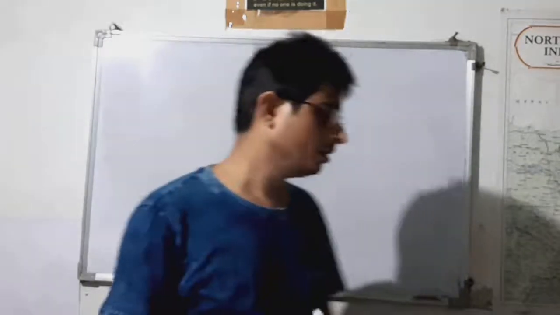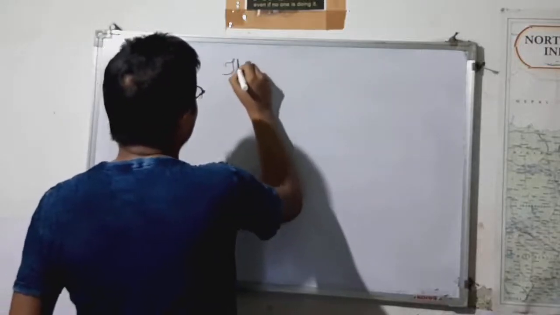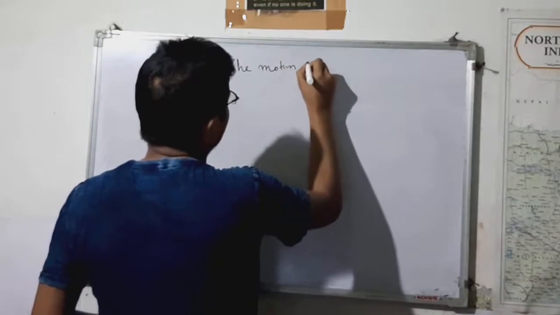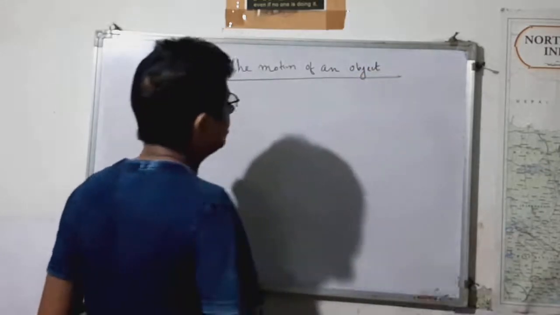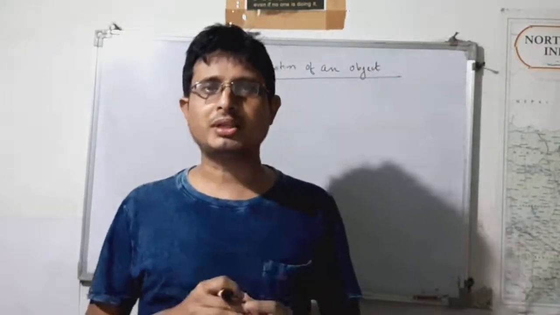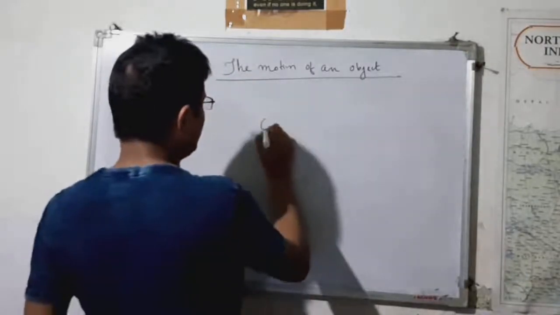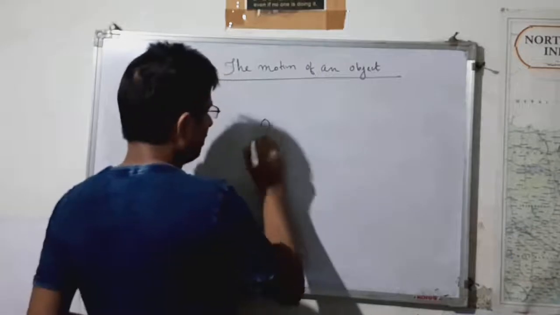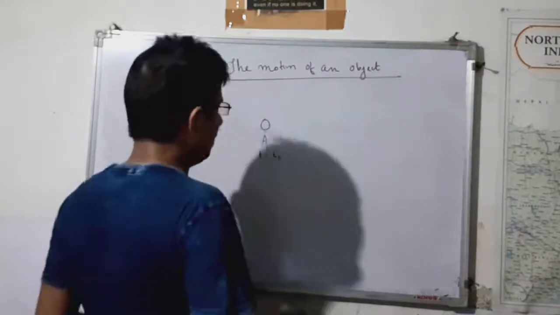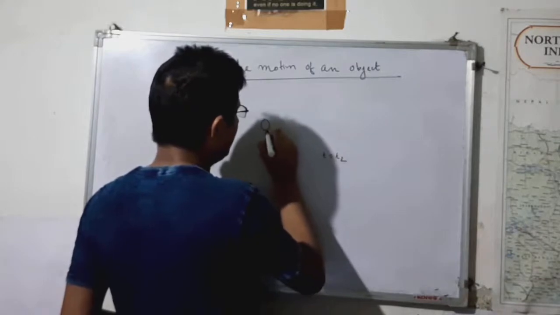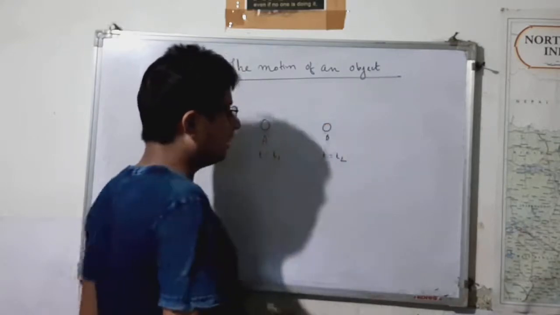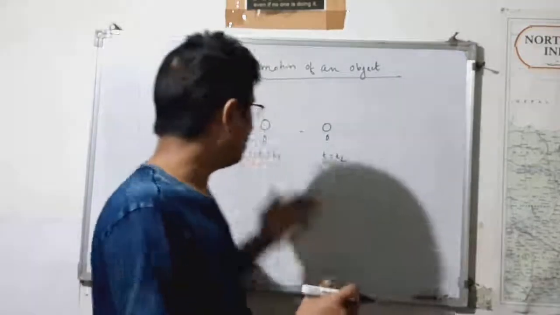In today's video, we will study about the motion of an object. Basically, motion is nothing but the change of position of an object with respect to time. So, suppose an object is at point A at some time t equal to t1. After some time interval, t equal to t2, the object moved from point A to point B. Then we say that the object is in motion.